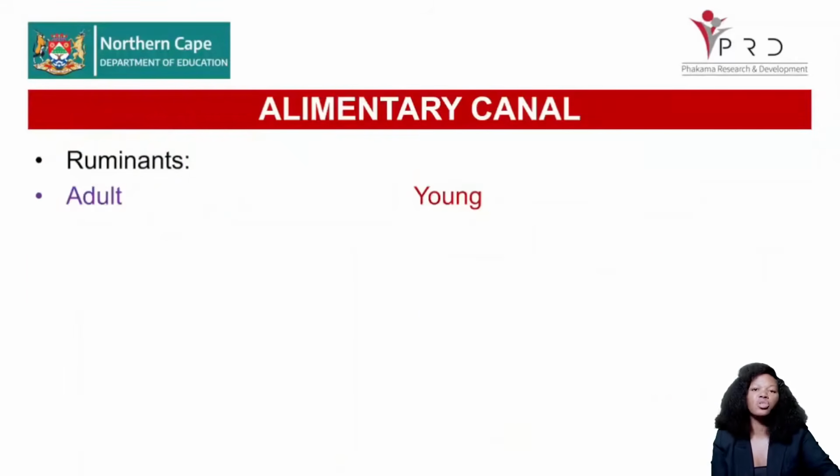Now let us move on to the ruminants. Let us look at the digestive system of a ruminant. Our ruminants are divided into two. We have the adult ruminants and we have the young ruminants. These two are completely different, or they have different alimentary canals.